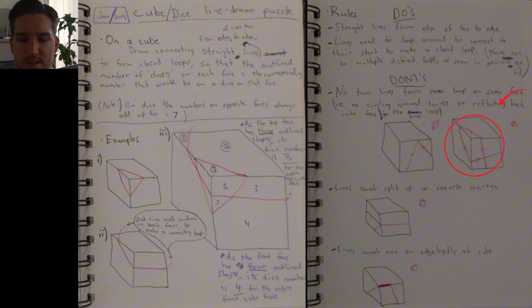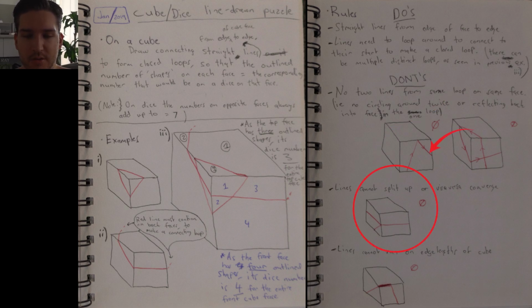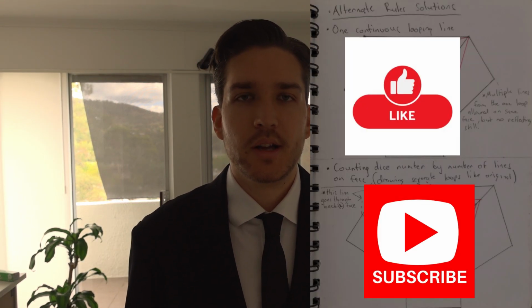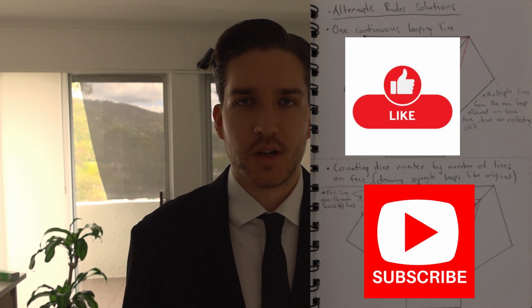So as you can see, that second cube on the right, that one singular line has looped back around and is drawing on the same face. The first cube is reflecting back instead of extending onto a different face from the edge. Lines cannot split up or converge, so you can't do this in either direction. And lines cannot run on edge lengths of cube as shown, but they can go to the corners. There's also alternate rules which I will show on the screen now for a different style of puzzle.